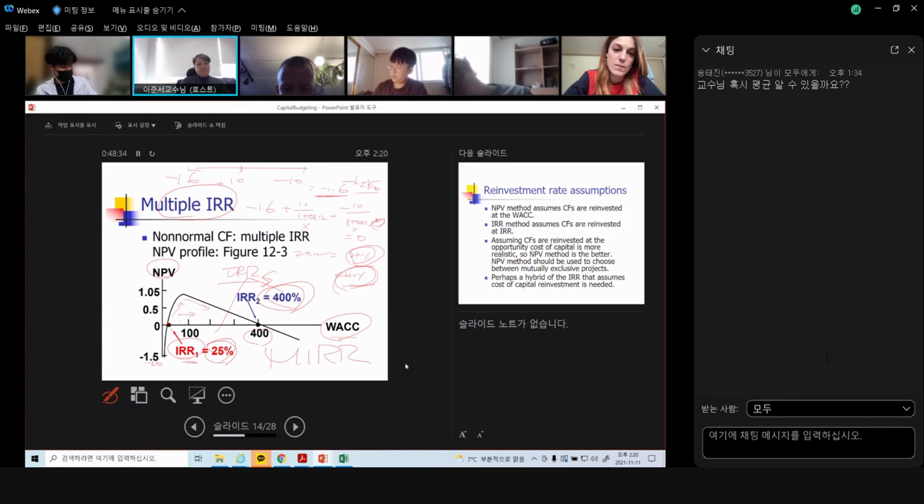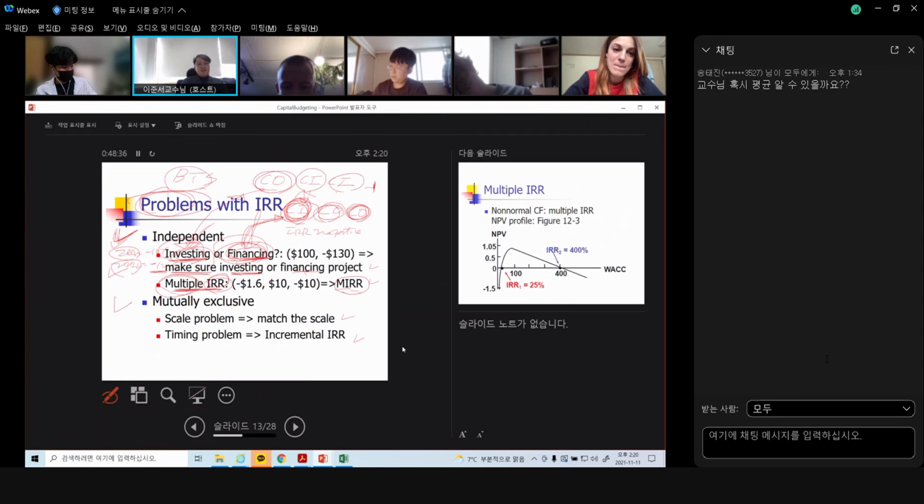As you see, that's the second problem when we use IRR. Even if the projects are mutually exclusive, we also face some problems when we use the IRR: the scale problem or the timing problem. The scale problem is like this. For project S, we spend $10 at the start, and we can receive cash inflows of $2, $3, $5, $6, for example.